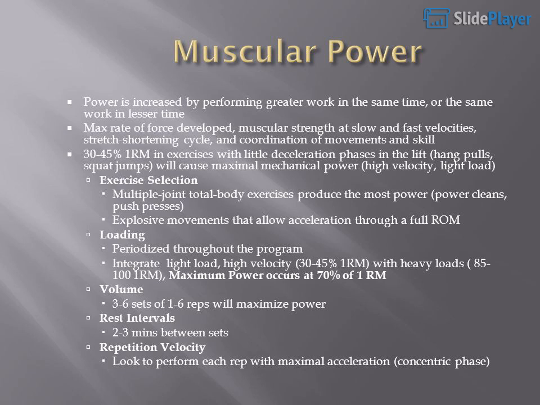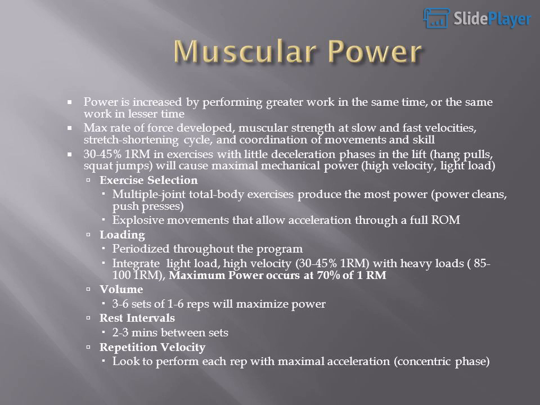Max rate of force development, muscular strength at slow and fast velocities, stretch shortening cycle, and coordination of movements and skill. 30 to 45% 1 RM in exercises with little deceleration phases in the lift, hang pulls, squat jumps, will cause maximal mechanical power: high velocity, light load.